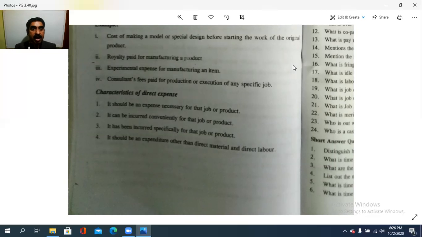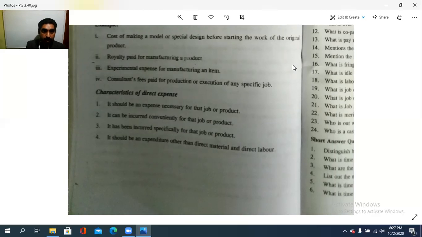Next is the overhead or the expenses part. So we see in the second module the material cost, third module the labor cost, and then fourth module overheads or expenses, and the fifth module the main thing, the cost sheet, how it is to be prepared. So two more modules need to be completed.